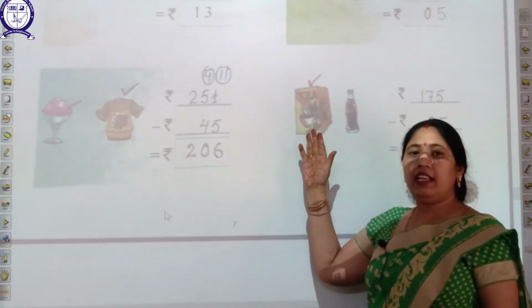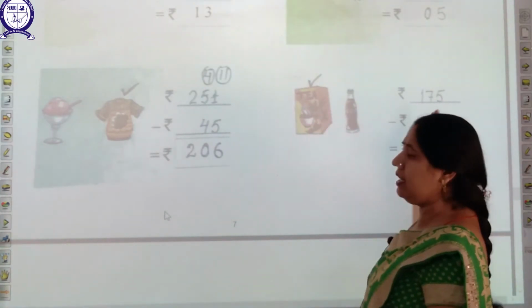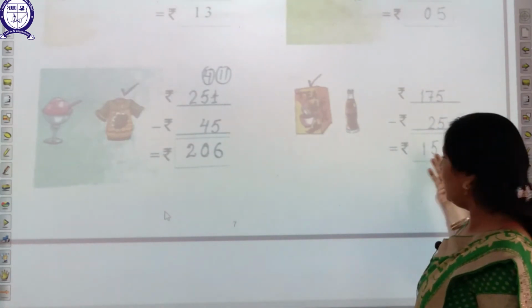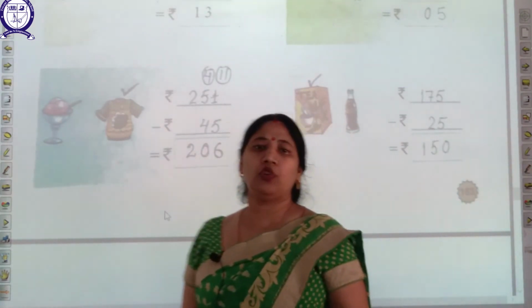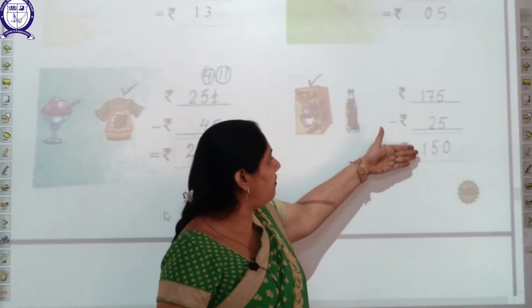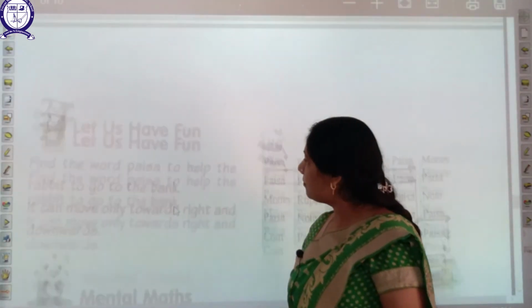The costlier item is the tea packet, whose cost is 175, and the cola's cost is 25. Then we have to subtract. 5 out of 5 is 0, 2 out of 7 is 5 and 1 is the same. Okay, come to the next.